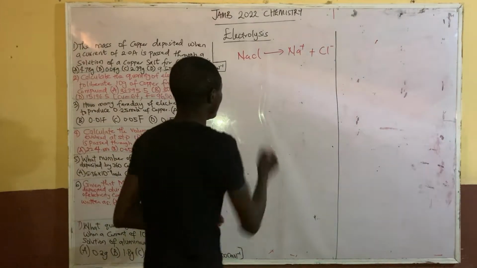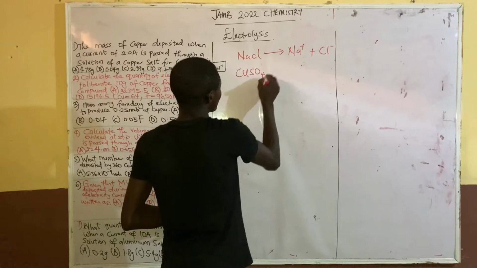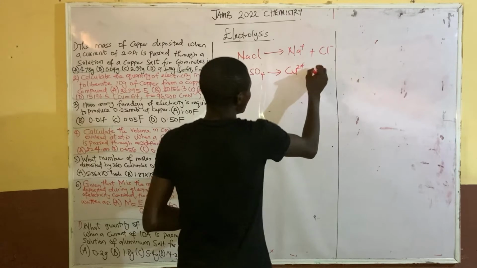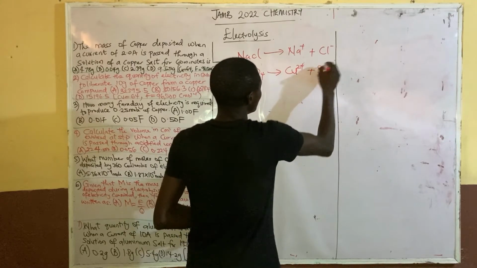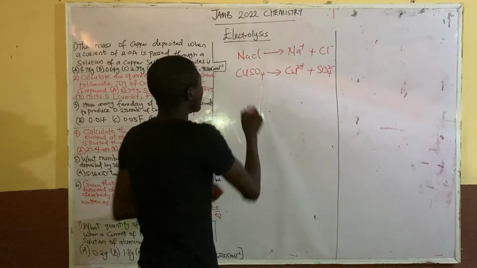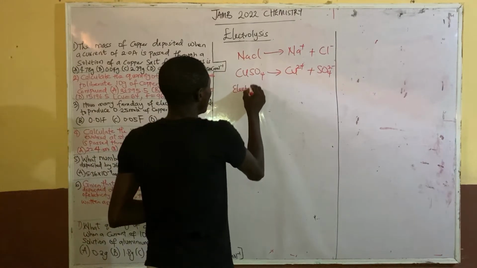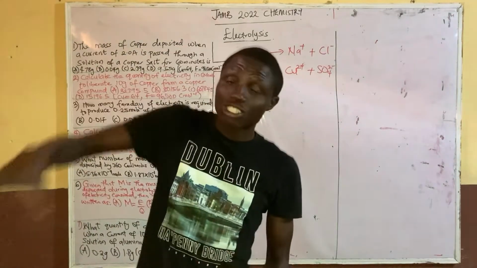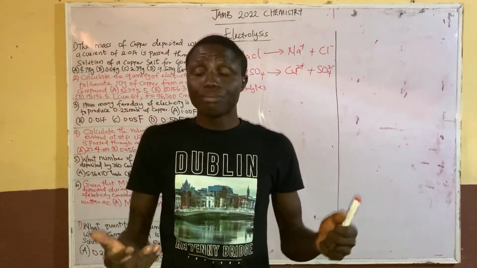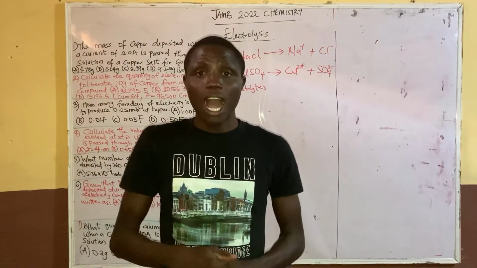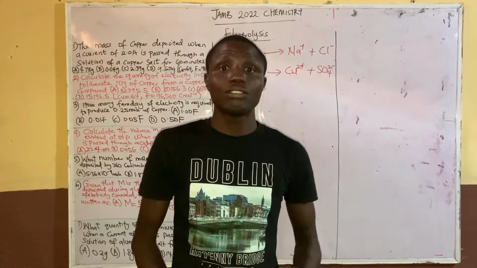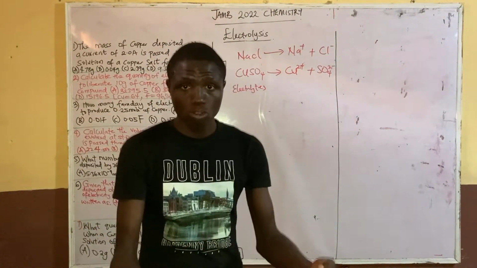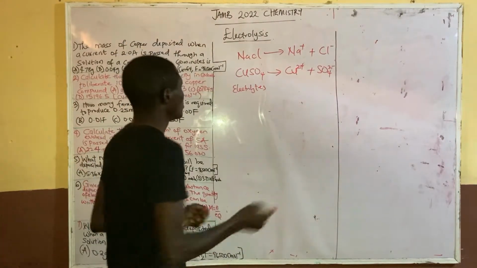Another example is copper sulfate. When it dissociates, it forms Cu2+ and SO4 2-. These are called electrolytes. They are different from conductors. Conductors conduct electricity in their solid states. An example is iron, which in its solid state conducts electricity. But electrolytes conduct electricity in their molten state or in solution. So that's electrolytes, one of the things we need to consider.